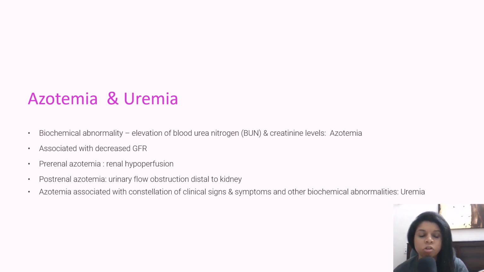And then what is uremia? Uremia is azotemia associated with a constellation of clinical signs and symptoms. So when there is only biochemical abnormality, we call that azotemia. And when along with the azotemia, if there are clinical signs and symptoms in the patient, then we call it uremia.